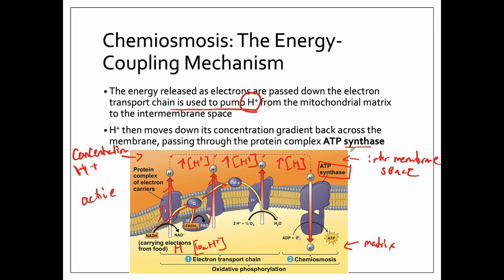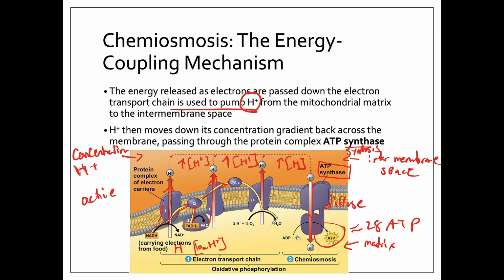Think of this word synthase like synthesis. So it literally means ATP making. So the hydrogen ions are highly concentrated in here. This is a hydrogen ion channel that is going to allow the hydrogen ions to diffuse. The process of hydrogen ion diffusion through ATP synthase is going to create approximately 28 ATPs.